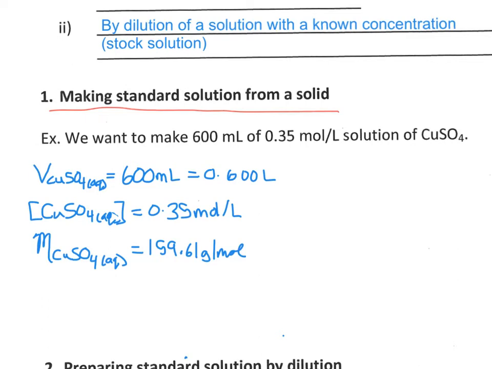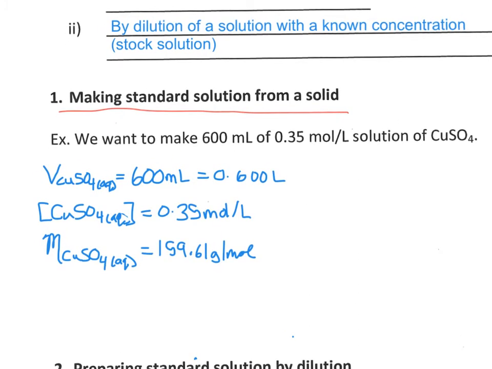Next thing you might want to do is write a strategy line. Decide what you're going to do. So for this example, basically you want the mass of your solid. You have a volume and you have a concentration. So your strategy, you're going to go from a volume to number of moles using a concentration, and then you're going to go from moles to mass using your molar mass.